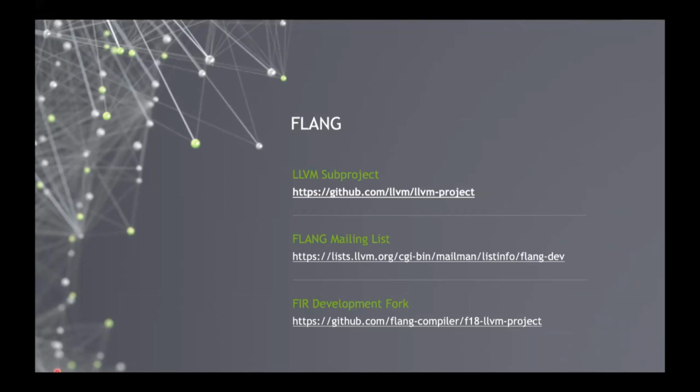Go for it. Is there any optimization at the FIR level? Like, for example, if I have array A equal to array B, do we do any kind of replacing it by a memset or some memcpy, that kind of thing? In the FIR level, there's no particular optimizations that are being done at this time. Yeah. Okay.